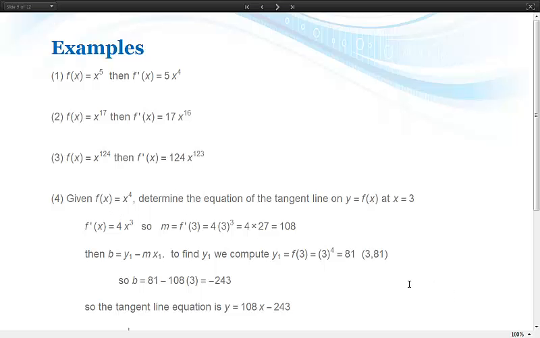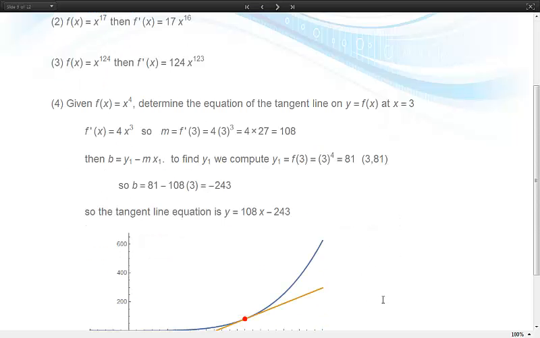So now we have a y to go with our x, and the b is y minus m times x. So 81 minus 108 times 3. A calculator will show you that that's minus 243. So that's my y-intercept. So now we've found the tangent line equation. It's y equals mx plus b. y equals 108x minus 243. And we have it pictured here.